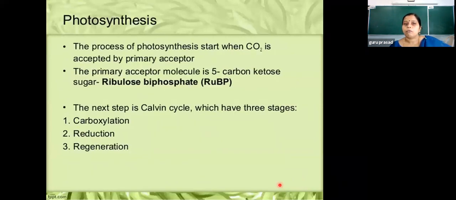So the process of photosynthesis starts when carbon dioxide is accepted by a primary acceptor. Which is the compound that accepts the carbon dioxide and gets converted into either a C3 acid or a C4 acid? That is important. It is ribulose bisphosphate, or RuBP. Ribulose bisphosphate acts as the primary acceptor molecule of carbon dioxide. This compound accepts the carbon dioxide and gets converted into a C3 acid in C3 plants, and a C4 acid in C4 plants. Okay, so which is a 5-carbon keto sugar?